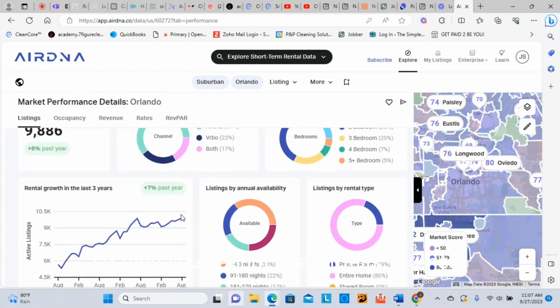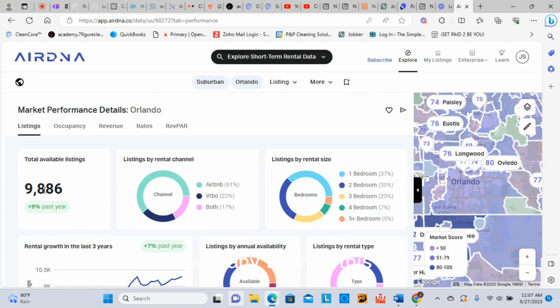Then when you come down here, it tells you how many listings. This is an estimate. How many listings are in Orlando? This is just Orlando, and it says almost 10,000 listings, Airbnb and VRBO. It tells you the percentage Airbnb, percentage VRBO, and which ones are listed on both sites. And then here it will tell you what's the average rent for a one bedroom, one bath, two bedroom. It's very important if you're looking for cleans, and here it tells you that two bedrooms and one bedrooms are rented more than three bedrooms.